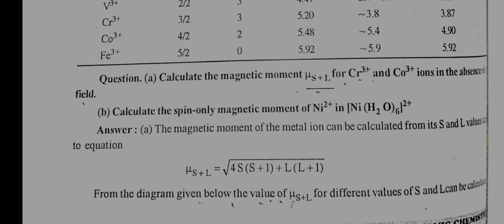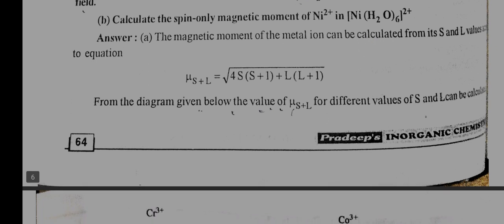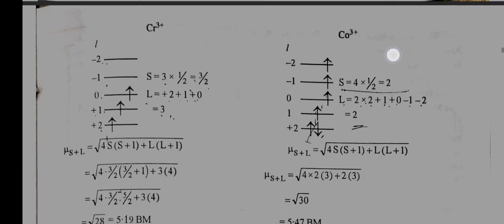Question. A. Calculate the magnetic moment mu of S plus L for chromium 3 plus and cobalt 3 plus ions in the absence of magnetic field. B. Calculate the spin-only magnetic moment of Ni2 positive in Ni(H2O)6 2 positive. Answer. A. The magnetic moment of the metal ion can be calculated from its S and L values using the equation mu of S plus L is equal to under root 4S of S plus 1 plus L of L plus 1. From the diagram given below, the value of mu of S plus L for different values of S and L can be calculated.